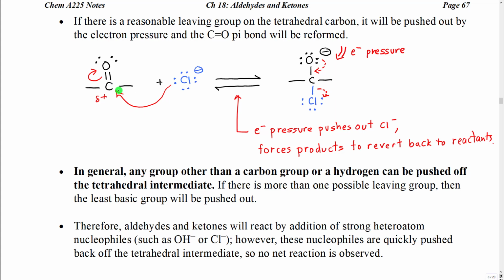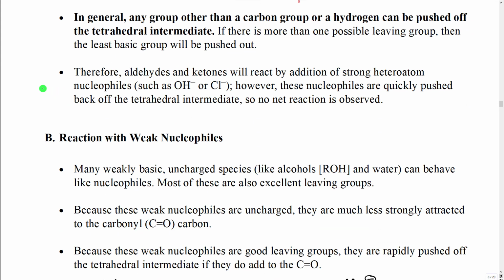And therefore, although chloride ion could add to a C=O, when we actually do this in the laboratory, we generally don't get any products, because although it adds, it's rapidly pushed back to the reactants. In general, what we see is that if we have any group other than a carbon group or a hydrogen attached to that tetrahedral carbon, it can be pushed off.